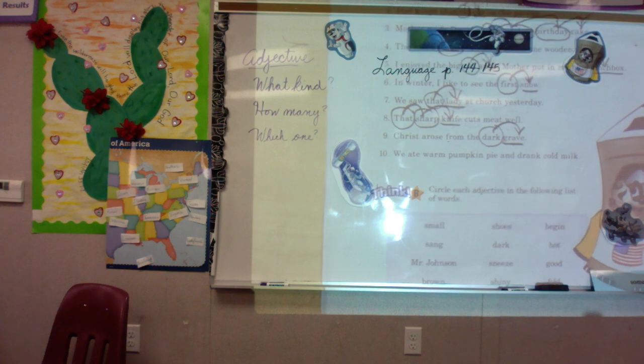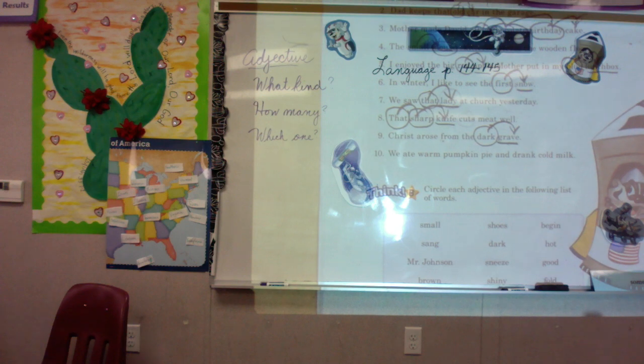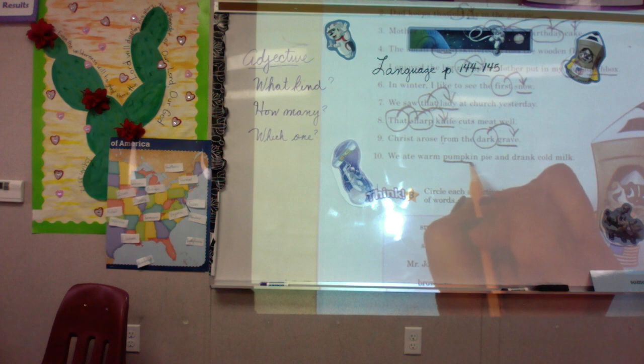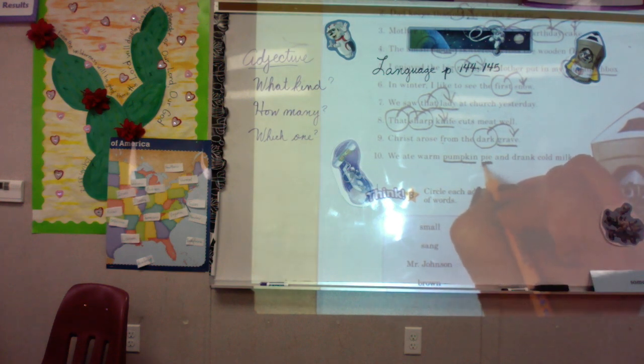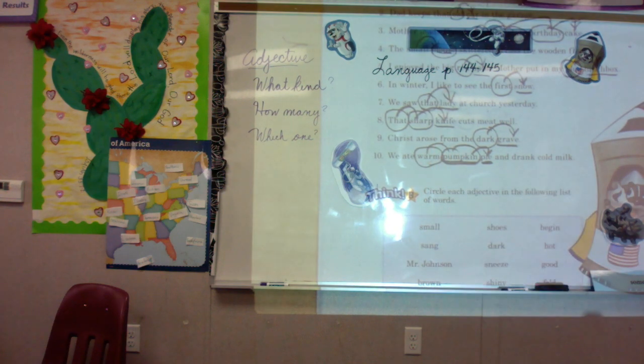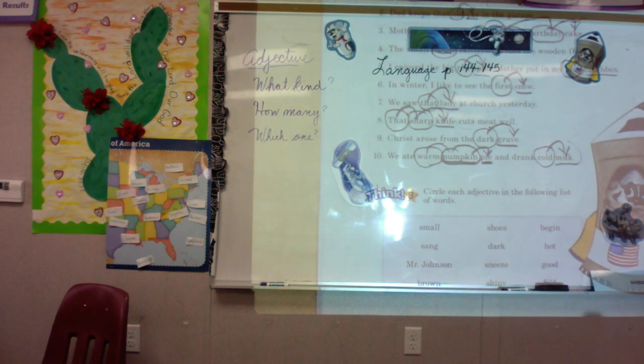We ate warm pumpkin pie and drank cold milk. So, pumpkin is a noun. Pumpkin pie here is acting as an adjective because it's telling you what type of pie. Warm is an adjective because it's telling you how the pumpkin pie is. Pumpkin is telling you which kind. Drank cold milk. Drank is a verb. Milk is a noun. Let's underline. Cold is your adjective that modifies milk. It tells you how the milk is.